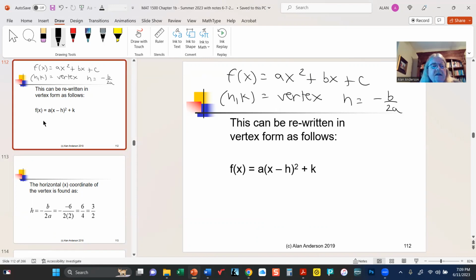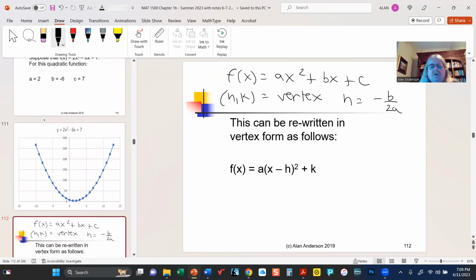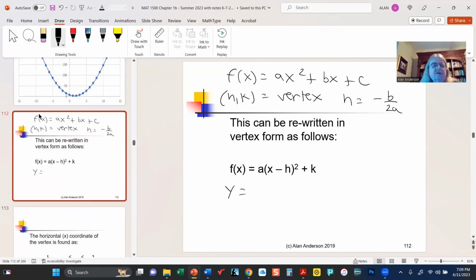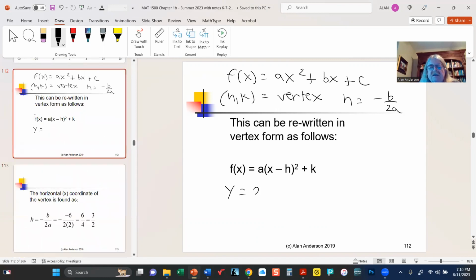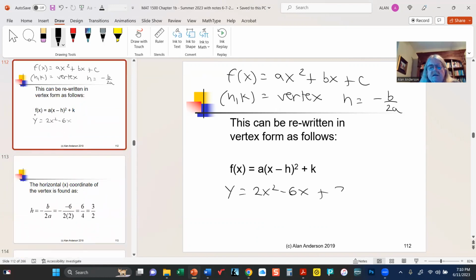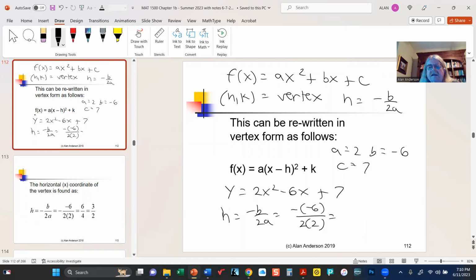So for the equation that we're looking at now, if y equals 2x squared minus 6x plus 7, it means that A is 2, B is -6, C is 7. H is negative B over 2A. Okay, so this is going to leave us with 6/4 or 3 halves. So that's the x coordinate of the vertex. Now, as you can probably imagine, to get the y coordinate, what we have to do is find the original function where x equals 3 halves.